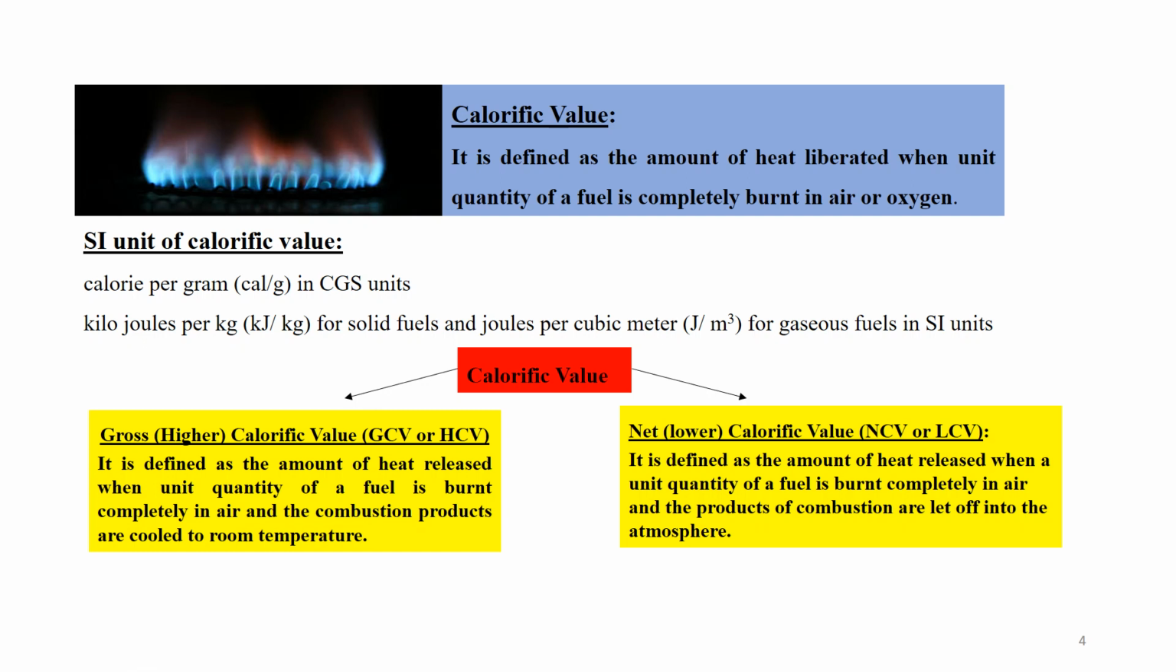Now, while cooling these combustion products, we have to consider latent heat of steam. So that's why gross calorific value is always higher. Now, what is net calorific value? It is defined as the amount of heat released when a unit quantity of fuel is burnt completely in air and the products of combustion are let off into the atmosphere. We are not cooling the products. So there is no question of latent heat of steam in net calorific value. So that's why net calorific value is always lower than gross calorific value.